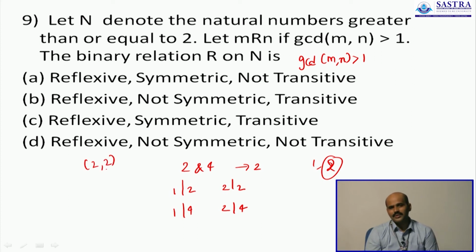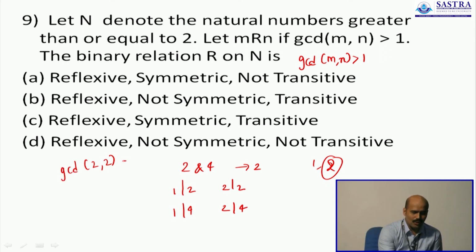The only numbers that divide 2 and 2 are 1 and 2, and the greatest common divisor is 2. So the GCD of 2 and 2 is 2, which is greater than 1. Similarly, the GCD of 3 and 3 is 3, 19 and 19 is 19, and 27 and 27 is 27. Therefore this relation is in fact reflexive.